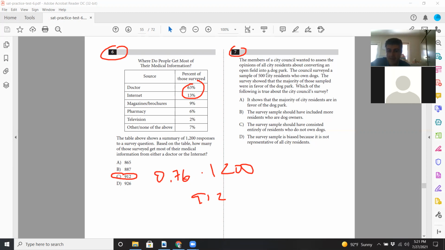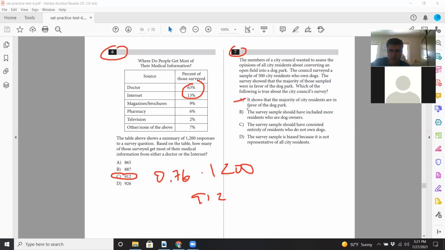Well, it seems biased, obviously, because you're only surveying people who own dogs, right? So of course, they'd be in favor of the dog park. And plus, we can't really say the majority of city residents because we don't know what percentage of people have dogs anyway.